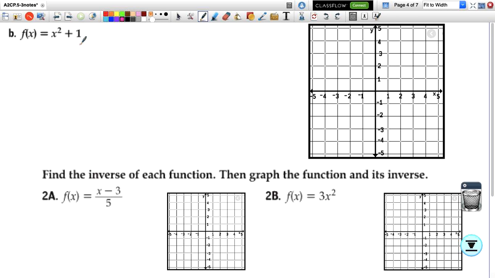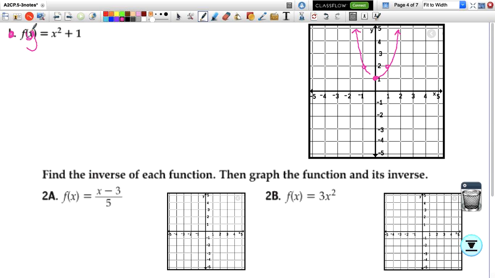I know a lot about quadratics, and so we could create a little XY chart, but I know this is going to be my standard graph for x squared shifted up 1. So it's going to have a vertex here, and it's going to go something like this. Okay? So that's my original function.